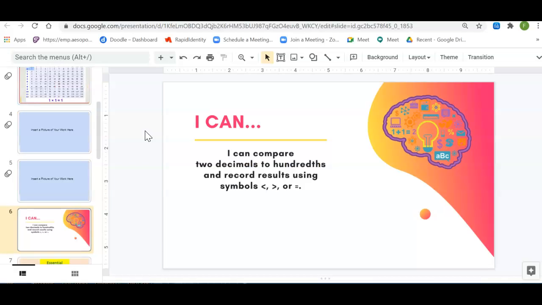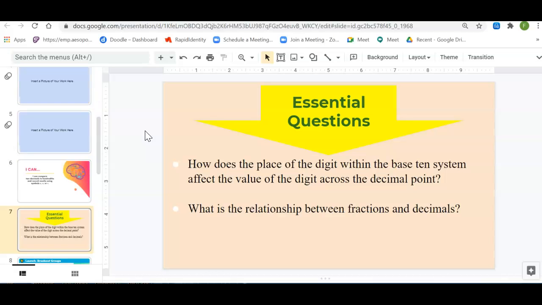Your I can statement for the day: I can compare 2 decimals to hundredths and record results using the symbols less than, greater than, or equal to. Our essential questions are remaining the same for this unit. How does the place of the digit within the base 10 system affect the value of the digit across the decimal point? And what is the relationship between fractions and decimals?